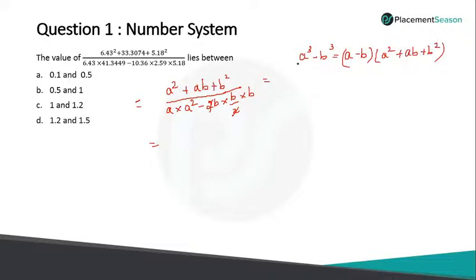If I replace a cube minus b cube with a minus b into a square plus ab plus b square, I can cancel the numerator and the same part in the denominator. What is left out will be 1 by a minus b, which is nothing but 1 by 6.43 minus 5.18, which is nothing but 1 by 1.25, which is 0.8, that is 4 by 5 or 0.8. This lies between 0.5 and 1, so the option will be B.